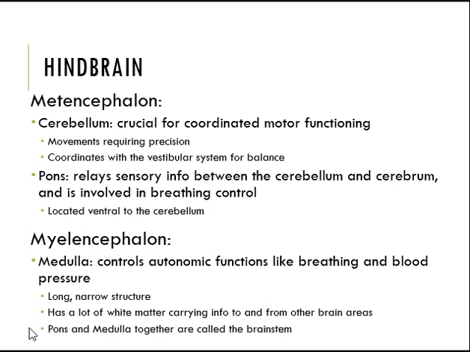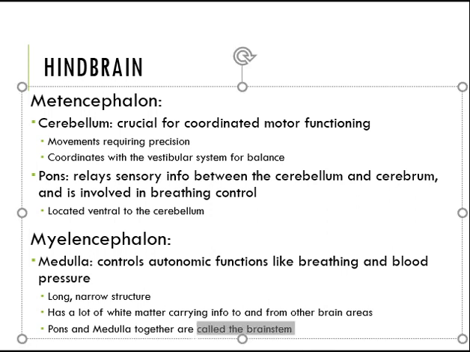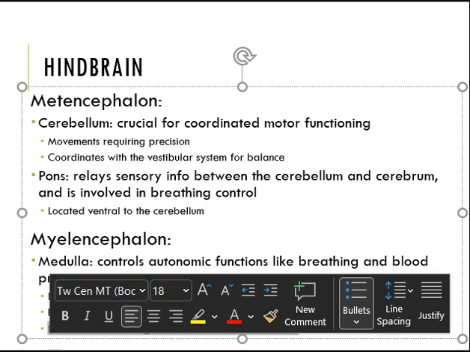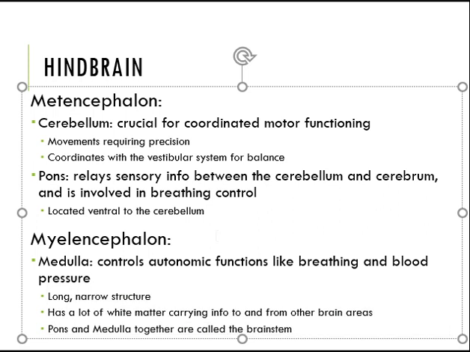So what type of cut would we have here? If you guessed a cross section, you would be correct, which is a type of horizontal cut. So it has a lot of white matter carrying information to and from other brain areas, and the pons and medulla together are called the brainstem. This is very, very important.